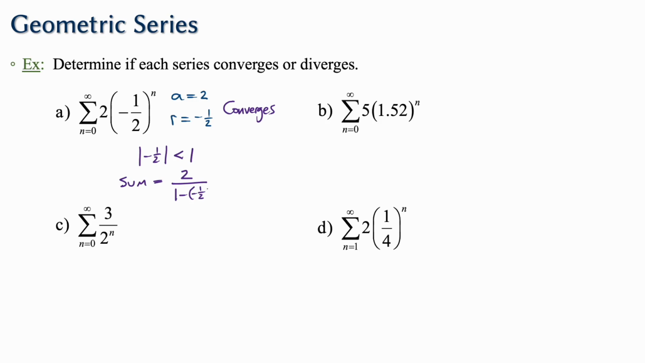Now, this is where you do have to put the negative in there, so be careful. It's going to be 1 minus that -1/2. And when you work it out, the sum of this series is going to be 4/3. Now, again, the sum only exists if it converges.